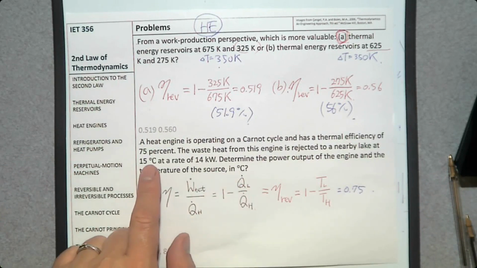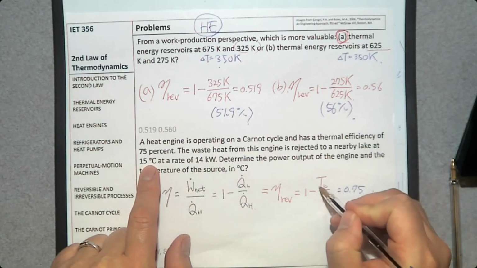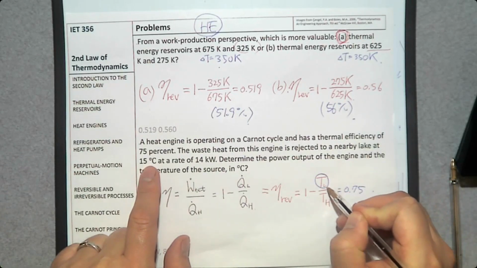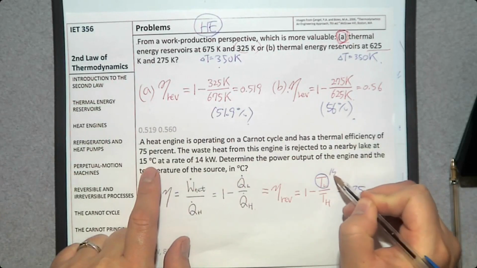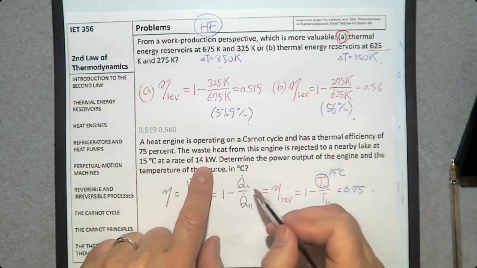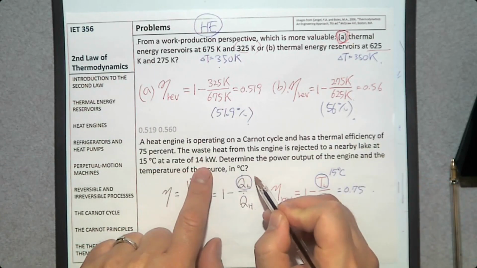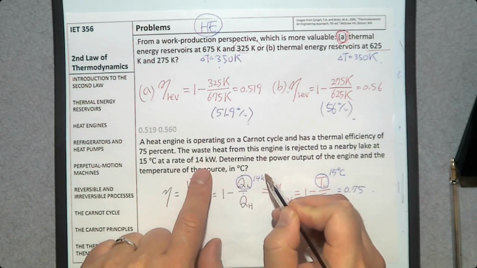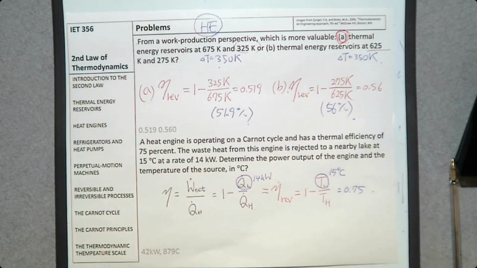The waste heat, Q dot L, from this heat engine is rejected to a nearby lake at 15 degrees Celsius. So this is the temperature of the low temperature thermal energy reservoir, 15, at a rate of 14 kilowatt. Determine the power output of the engine and the temperature of the source.